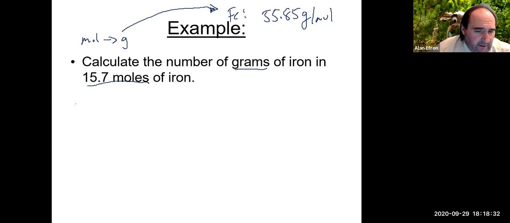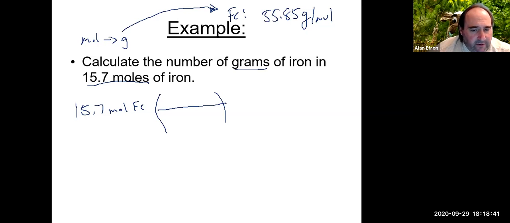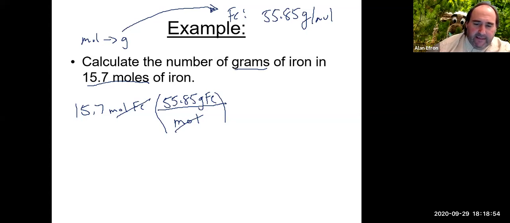So we would start with our 15.7 moles of iron. Again, we could do dimensional analysis here. So we have moles on top, so we do want moles on the bottom. So the mole and 55.85 grams of iron. Moles will cancel, going to leave us grams, and that's going to be 15.7 times 55.85, going to give us 877 grams of iron in this particular case.